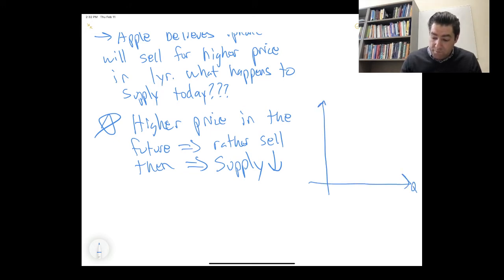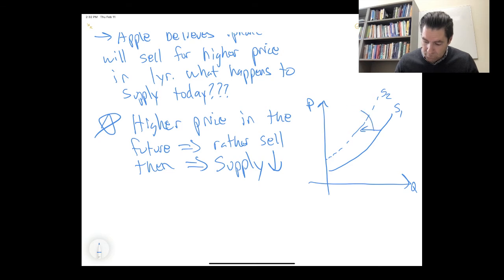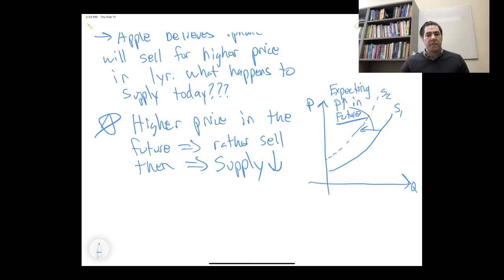And vice versa, right? If I expect the price to get lower in the future, supply is going to increase today. So this is me expecting price to increase in the future, which is why I don't want to supply it today. Okay, and then vice versa. If I expect the price to decrease in the future, supply will increase today. Okay, so that's pretty much everything that shifts the supply curve.